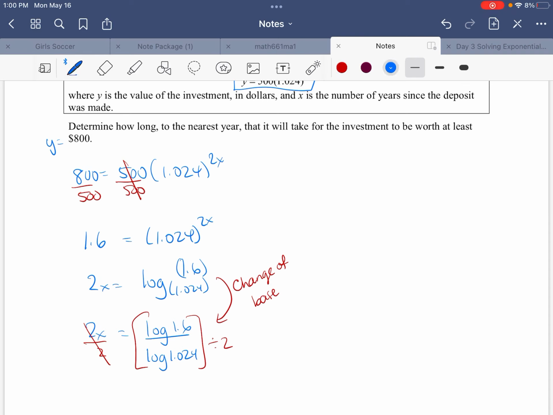So x equals log 1.6 divided by log 1.024. Hit enter and then hit divide by 2. So x is equal to 9.9. So therefore, it will take 10 years.